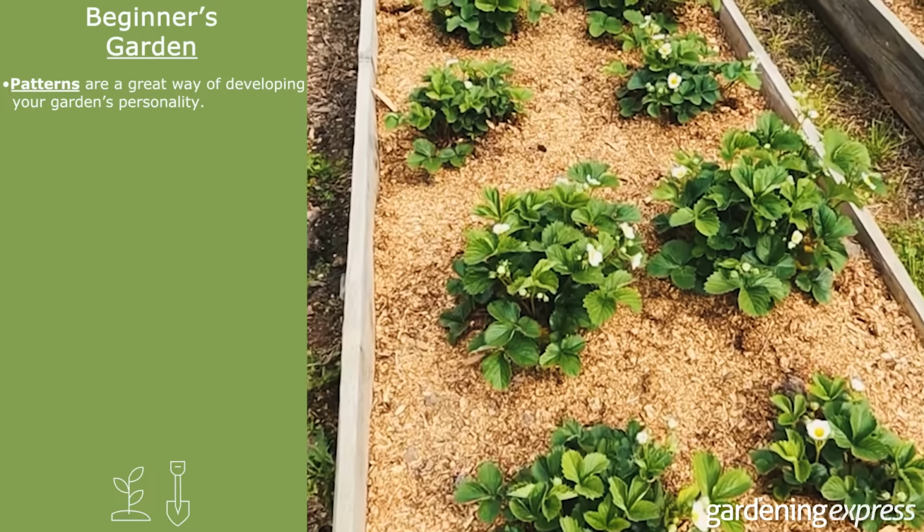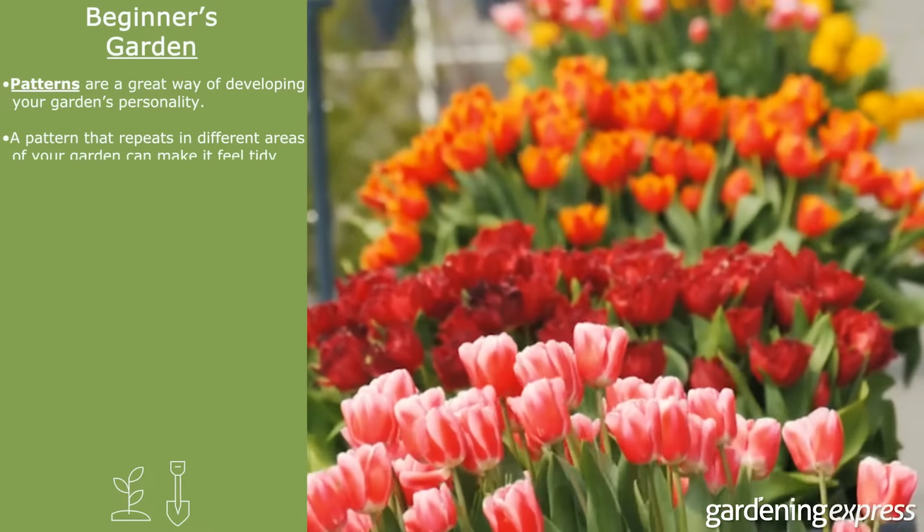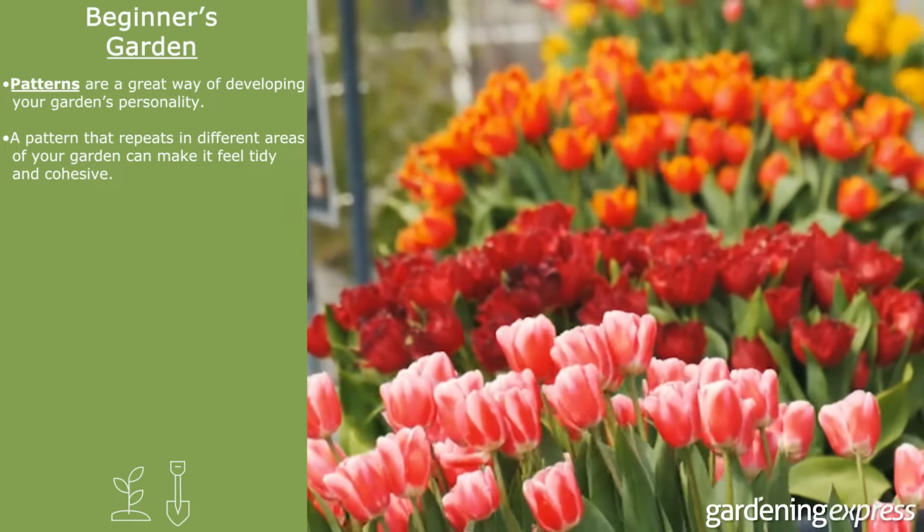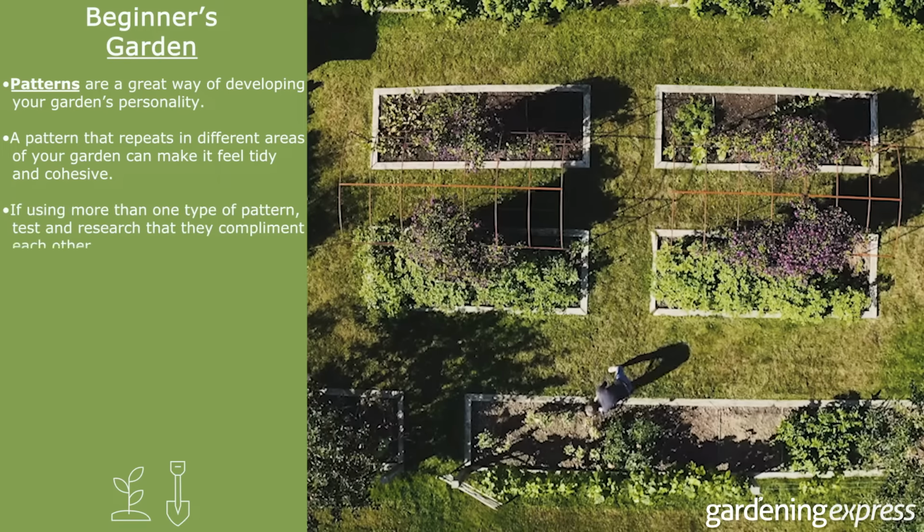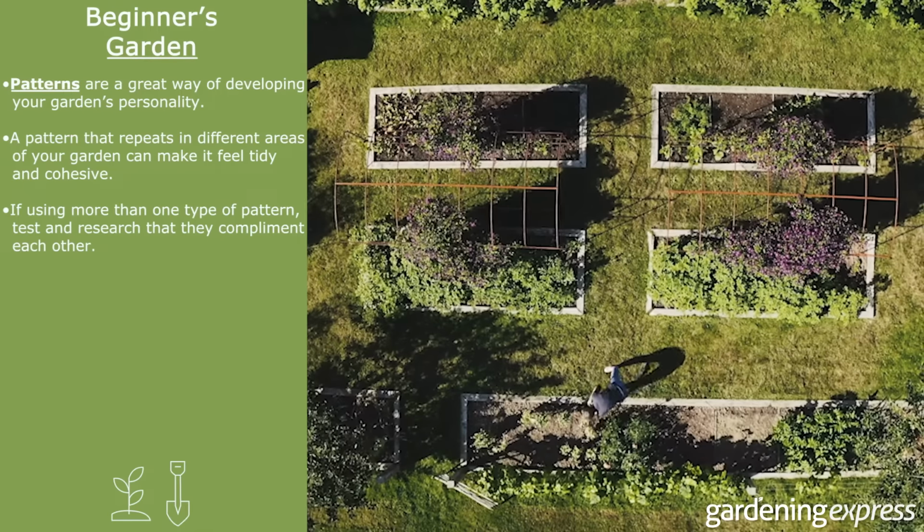The last design element for us to cover is patterns. This is where you can add some personality to your garden. A pattern that repeats in different areas of your garden can make it feel tidy and cohesive. If you're using more than one type of pattern, make sure they work together, or it could start feeling a bit chaotic. So now that we've covered all of the design elements, let's talk about the principles.